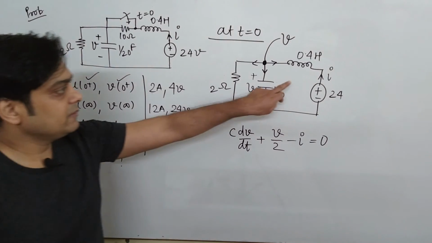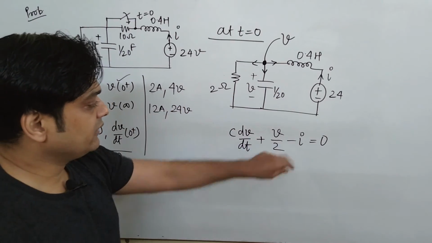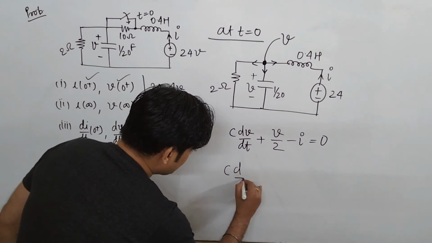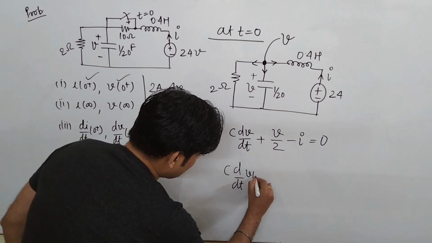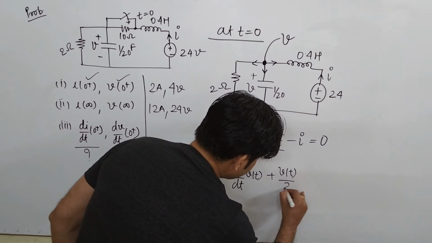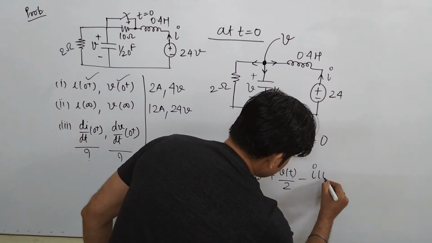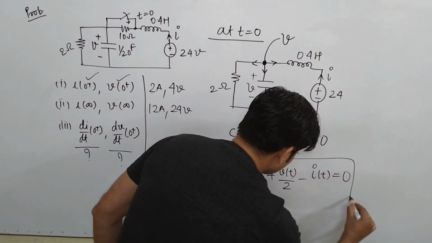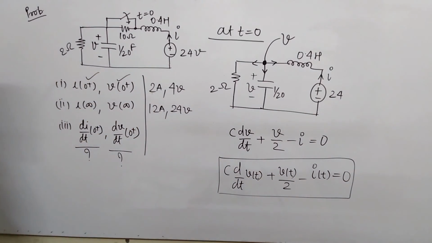Yes, because in this branch the current is coming towards the node, that's why I have taken it as I. Very important thing is, this dV is basically V(t), your voltage in terms of time domain. This I(t) is in terms of time domain. Okay, this is important. Just try to understand it.